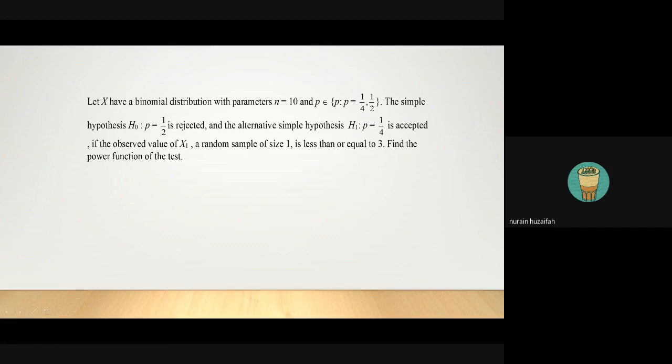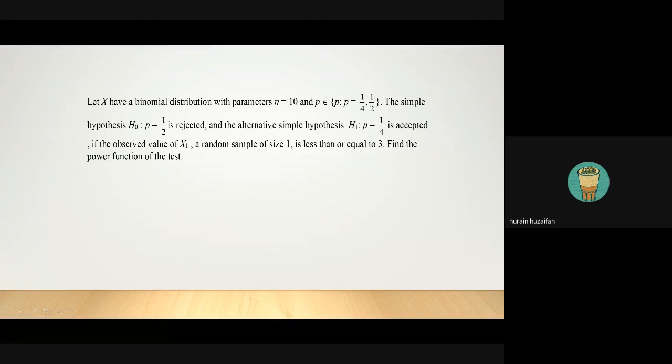Your null is p equals 1/2. Your alternative simple hypothesis is p equals 1/4. Again, simple hypothesis: when we have the value for the null, p equals some value, your alternative is also p equals some value. So this one, the simple hypothesis is rejected, that means reject H0, we accept our alternative.